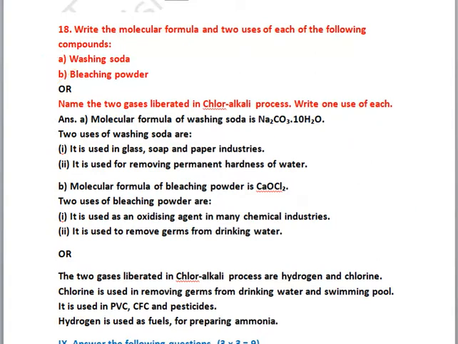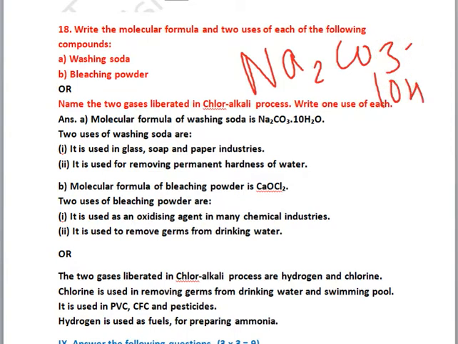What is the formula of washing soda? You all know that the formula of washing soda is Na2CO3·10H2O. 10 molecules of water of crystallization are also attached in the washing soda formula. So write the full formula Na2CO3·10H2O, sodium carbonate decahydrate. This is the molecular formula of washing soda. And for 2 uses, we can write that it is used in glass, soap and paper industry. It is used for removing permanent hardness of water. So these are the 2 uses of washing soda.